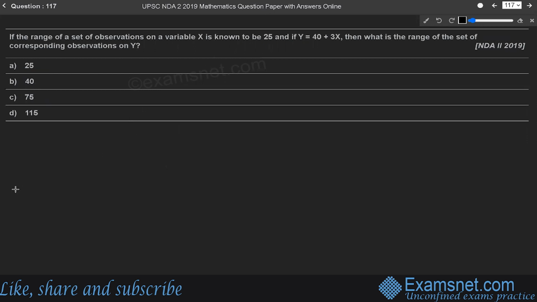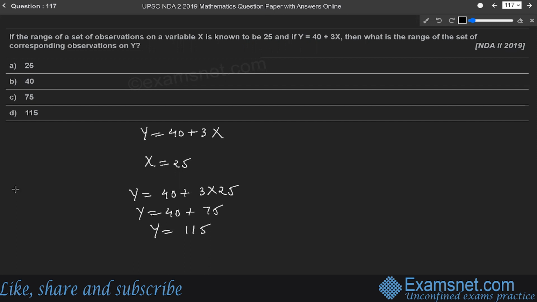Next question is, if the range of a set of observations on a variable x is known to be 25, and if y is equal to 40 plus 3x, then what is the range of the set of the corresponding observations on y? So it is given that x is equal to 25. Putting the value of x here, y will be equal to 40 plus 3 into 25. So y will be equal to 40 plus 75. So y will be equal to 115.